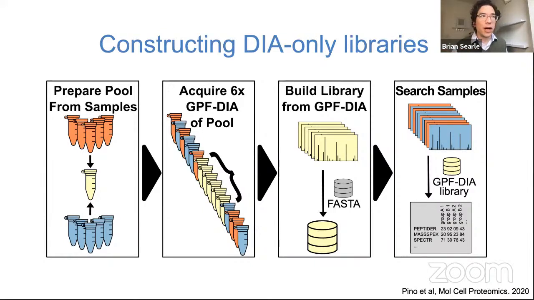So this becomes a much more popular, practical way of doing library generation, at least in my mind. And then I've essentially stopped building DDA-based libraries. While they're oftentimes used by a lot of the other types of search engines, this type of DIA-only library generation I find to be very practical for virtually every type of experiment that I do that's DIA-based.